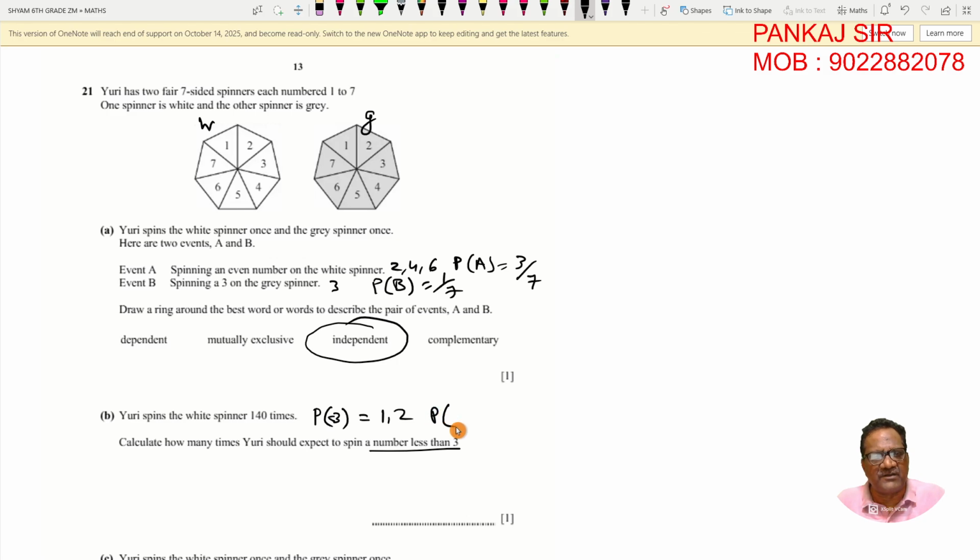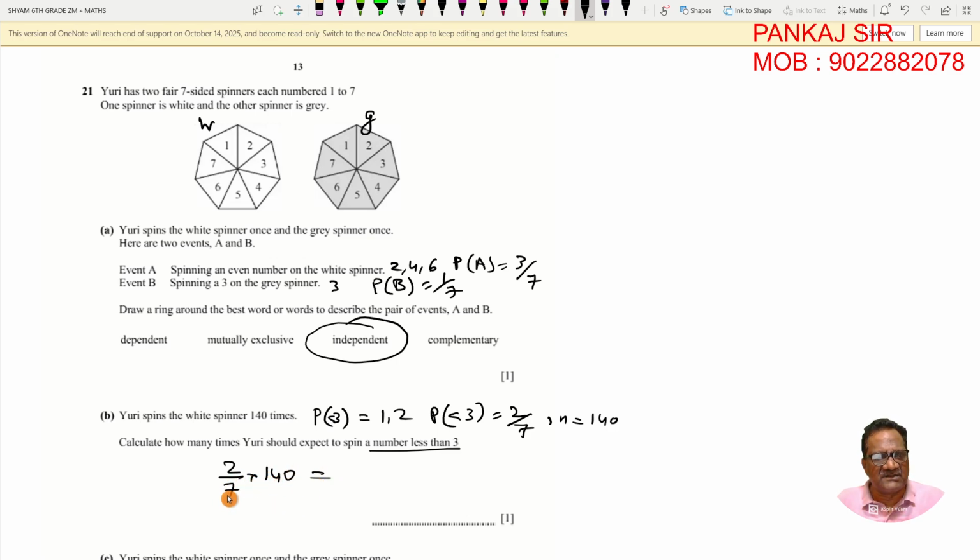So the probability of getting a number less than 3 will be 2 divided by 7, right? Now she does this 140 times. So your n is 140, right? So in 140 trials, how many times will she get less than 3? So the answer will be the probability of getting less than 3 in one trial multiplied by 140 trials.